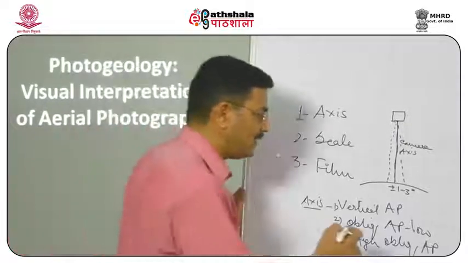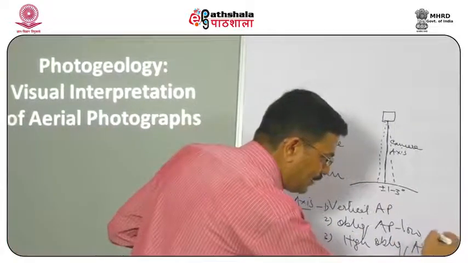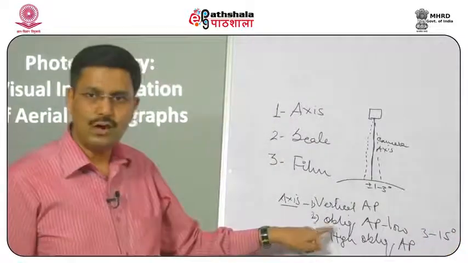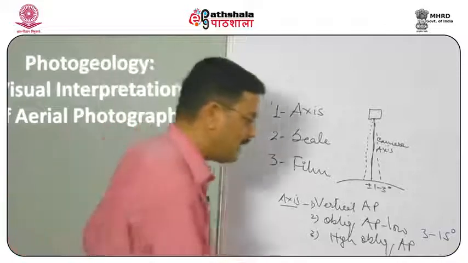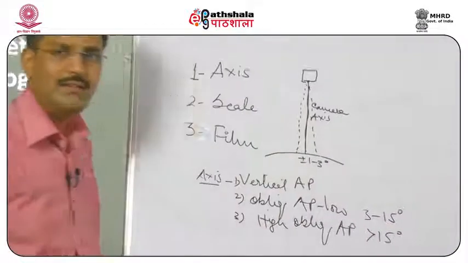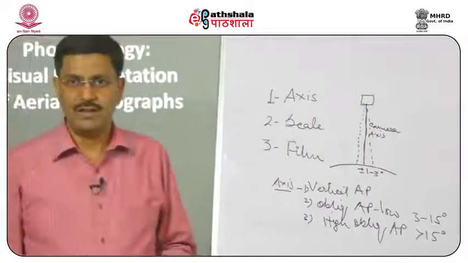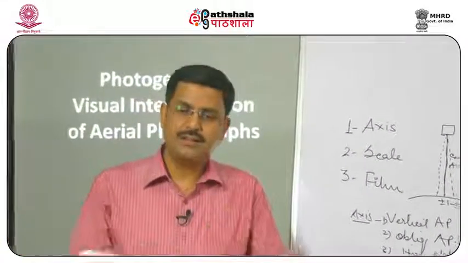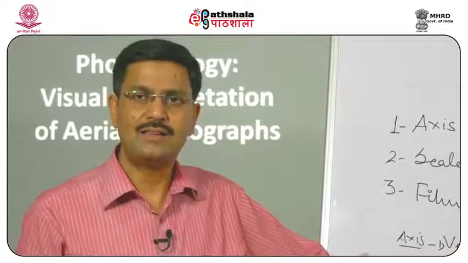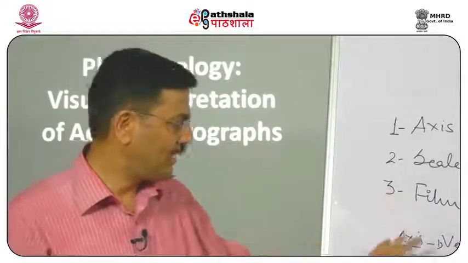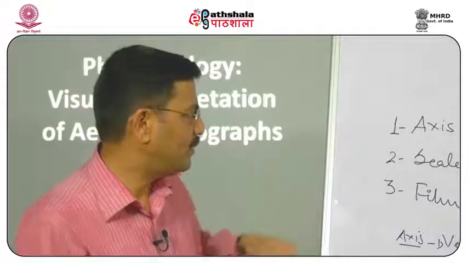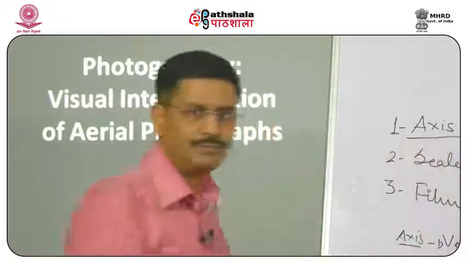If the camera axis tilt is somewhere from 3 to 15 degree, then we can call it a low oblique aerial photograph. And if the camera axis tilt is more than 15 degree, then we can say high oblique photograph. Then there are other different types of aerial photograph, but these are the 3 major classes of aerial photograph acquired by using the aerial camera, and that can be classified on the basis of axis.